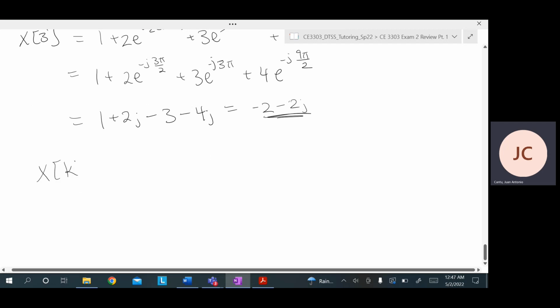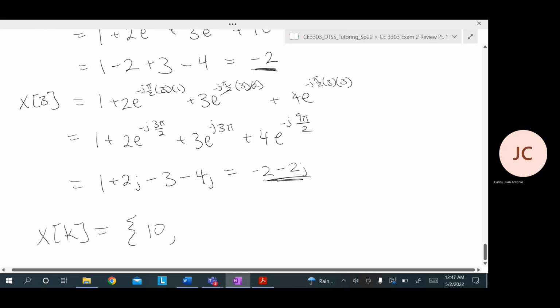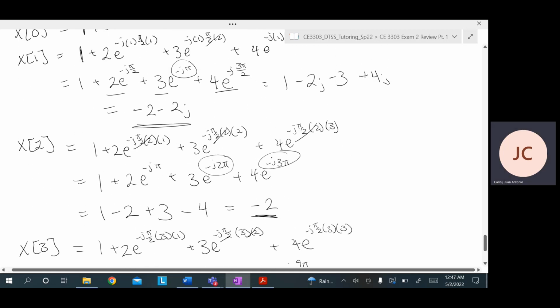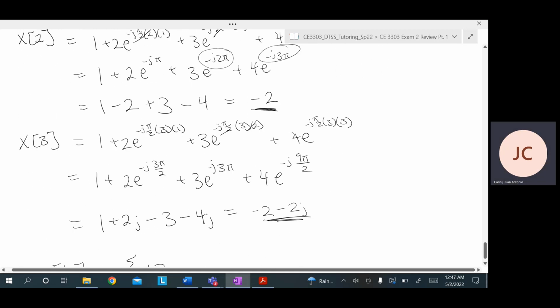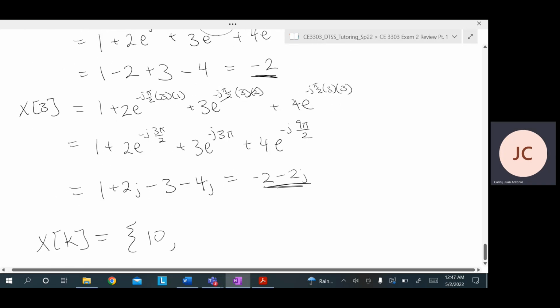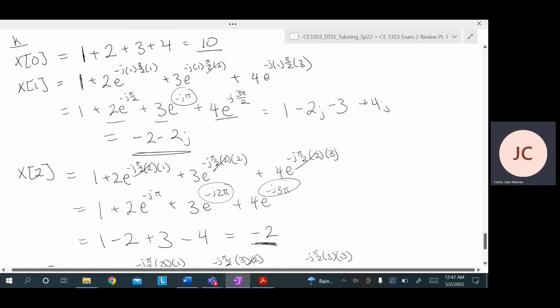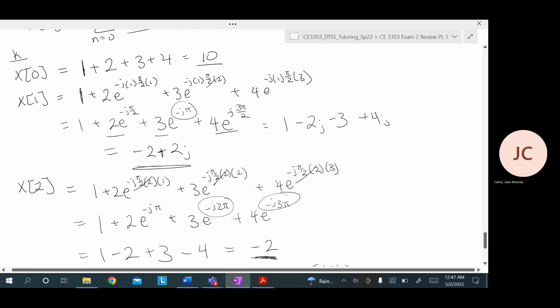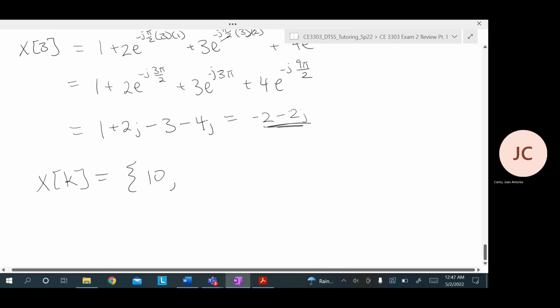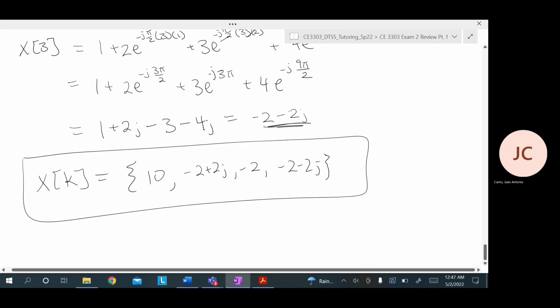So X of k is equal to 10, and then minus 2 minus 2j. Oh, wait, I'm sorry. This should be plus 2j. Yeah. Minus 2 plus 2j, negative 2, and then minus 2 minus 2j. And that right there is your DFT.